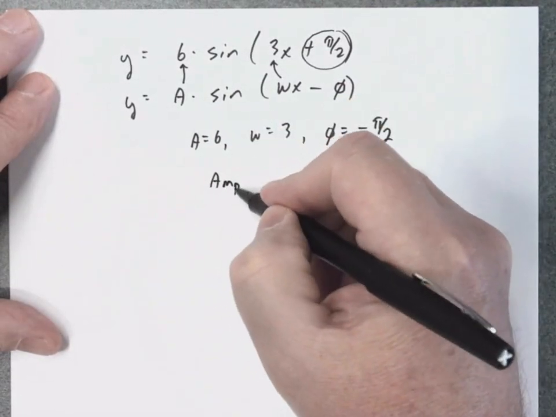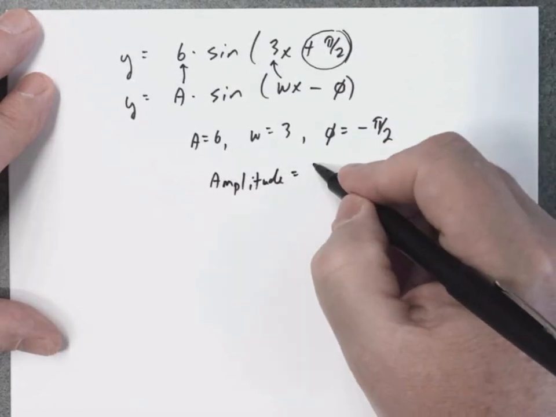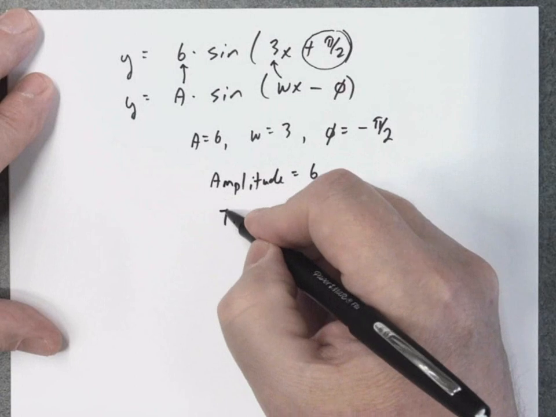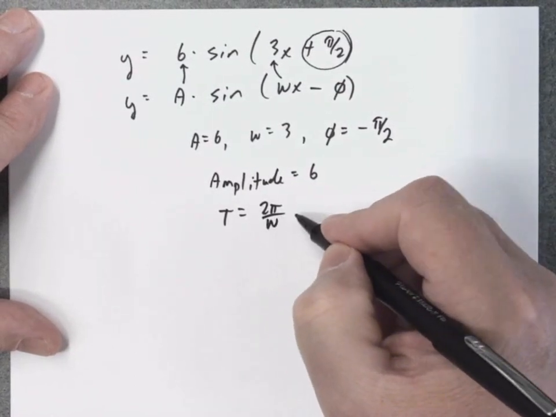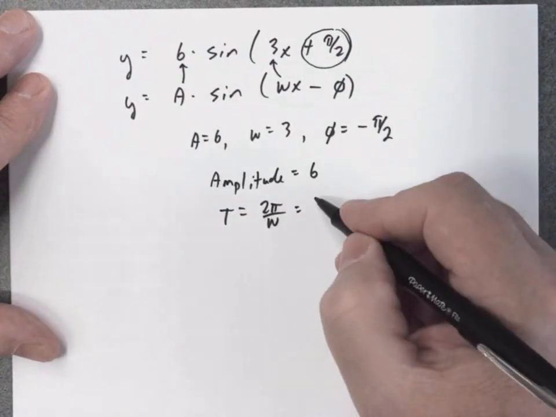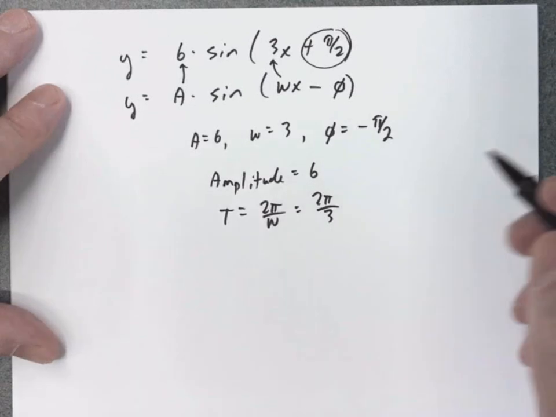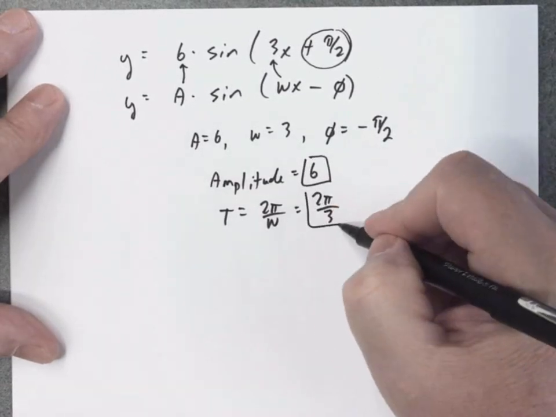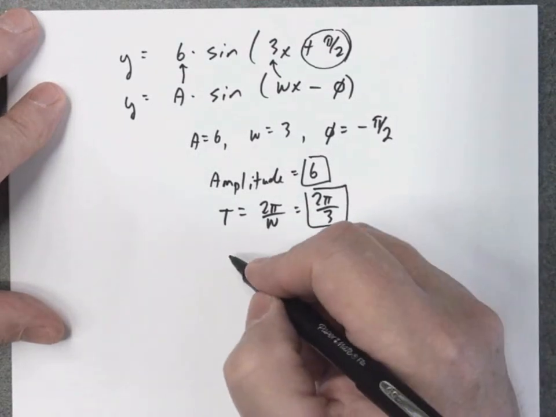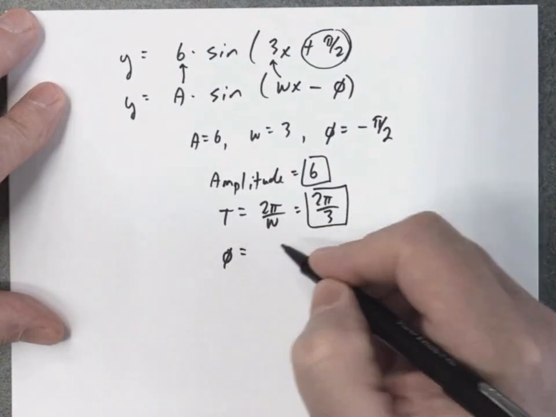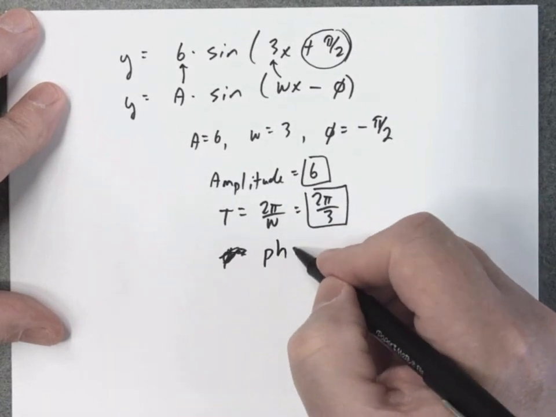Now once I know these, then I can determine amplitude, which I'll do first. Amplitude is always A. Period T, which we've done before, is 2 pi over omega. Since omega is 3, it's 2 pi over 3 for the period. And then the phase shift, oops, that's phi. Let me write it out.